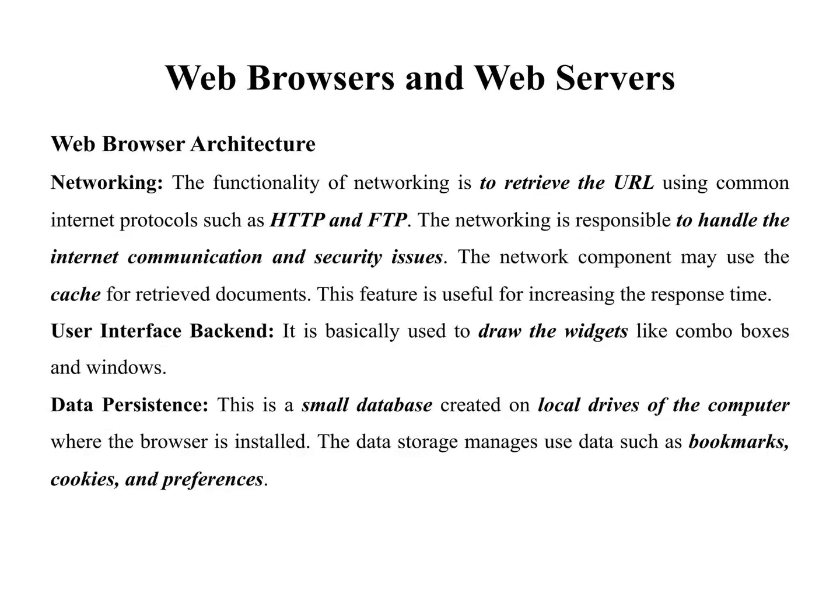Networking. Networking is used to retrieve the URL using common internet protocols such as HTTP and FTP. It is used to handle internet communication and security issues. Next is the user interface backend. It is used to draw the widgets like combo boxes and windows. Data persistence.